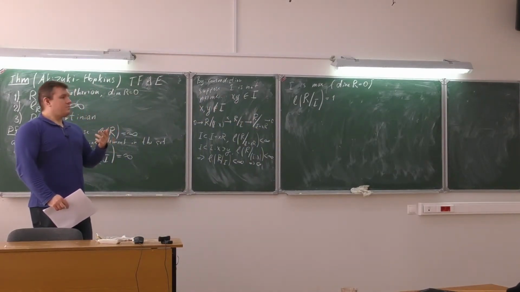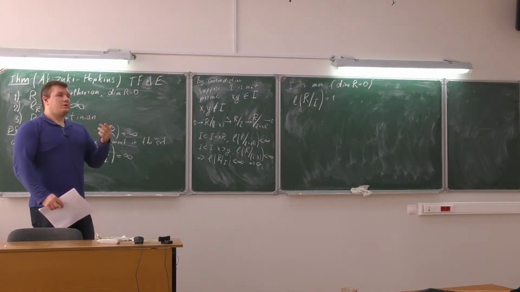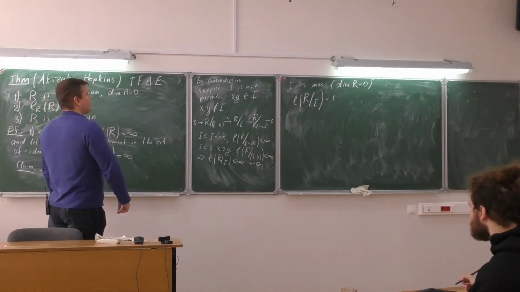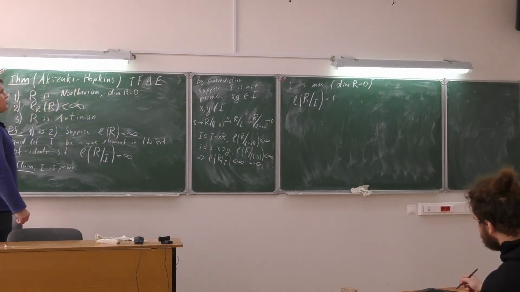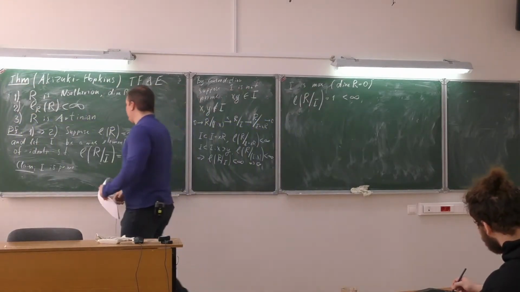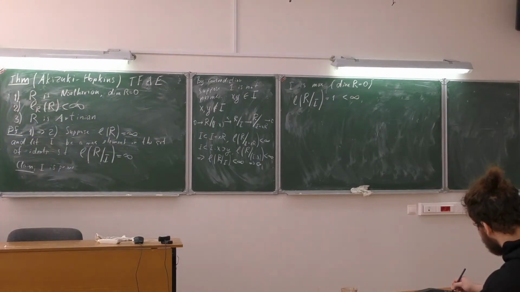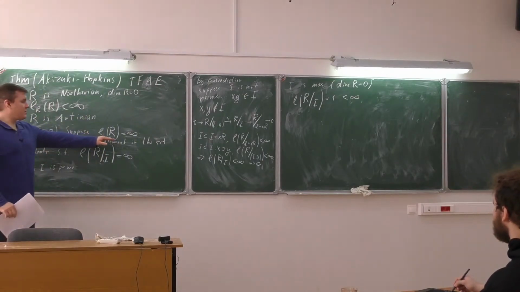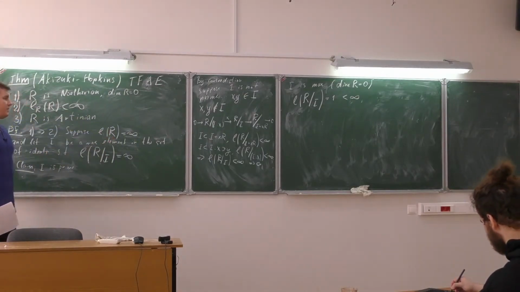So for a simple module, the composition series has only one element, which is equal to the module, and the next will be the 0 module. So anyway, the length of a simple module is 1. That follows from the definition of the composition series. But that's a contradiction. 1 is a finite number, so this contradicts how we chose I. So this contradicts the condition that the length of R is infinite. So the length of R has to be finite.